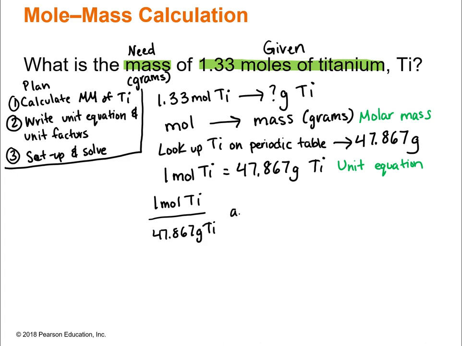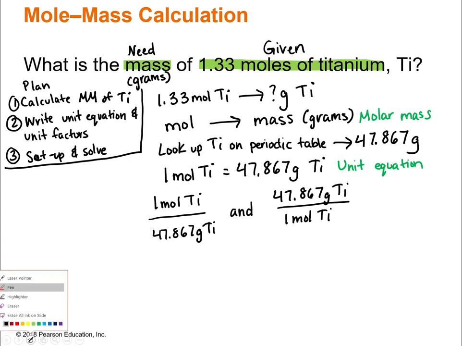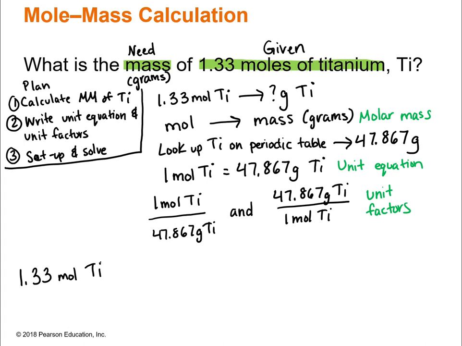There's one unit factor, and then we write the reciprocal. So we figured out the molar mass of titanium just by looking at the periodic table. Then we wrote our unit equation and the unit factors from that unit equation. Then we set up the problem.